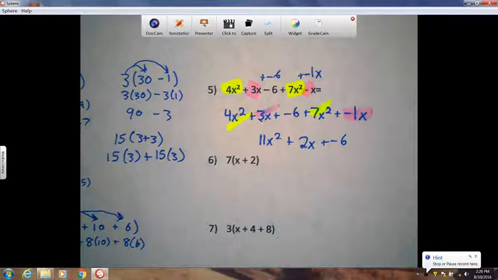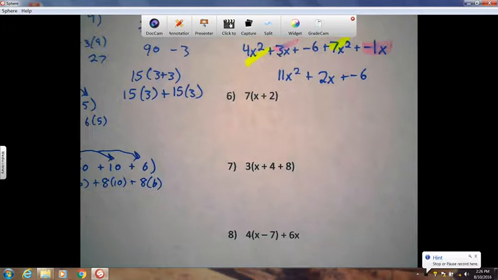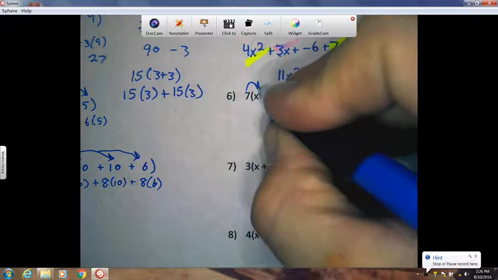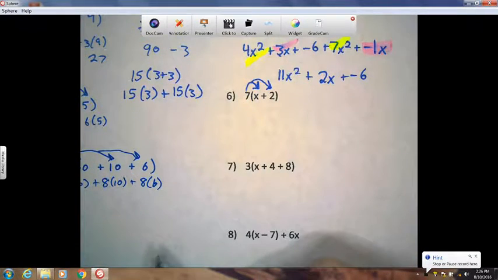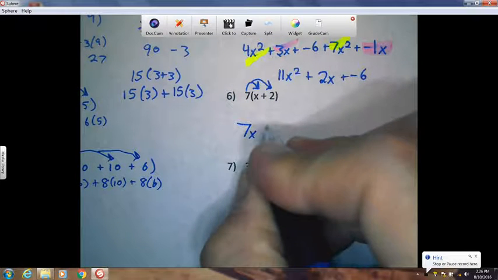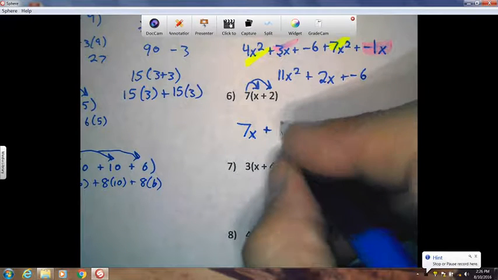Let's look at number 6. Distributive property, taking what's outside parentheses, multiplying it by everything inside. So I'm going to take 7, multiply it by x, which is 7x, plus 7 multiplied by 2, which is 14. I can't do anything else.